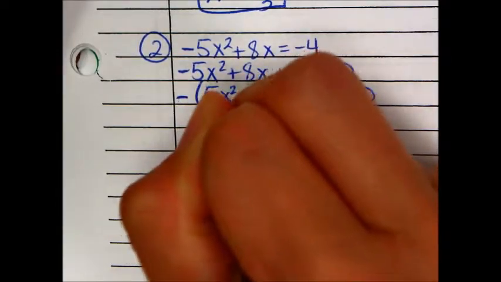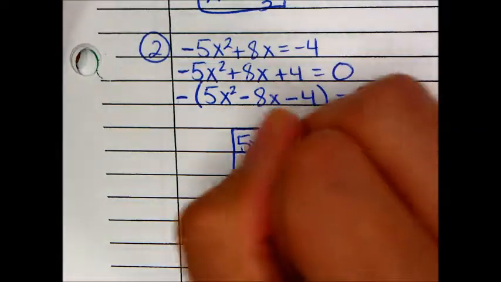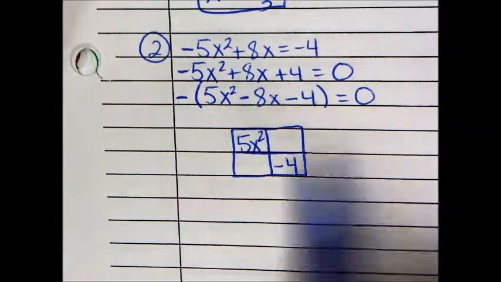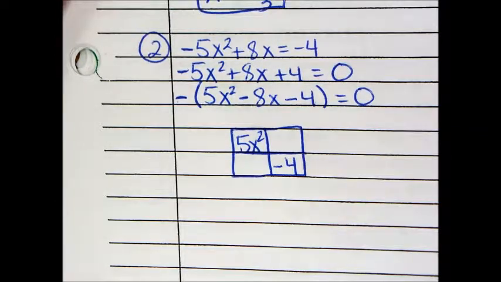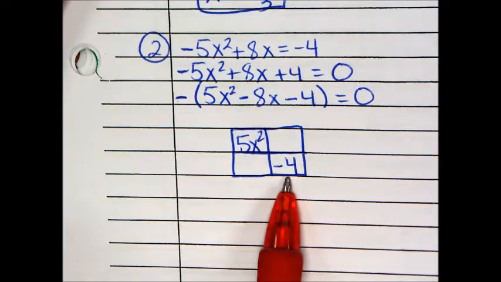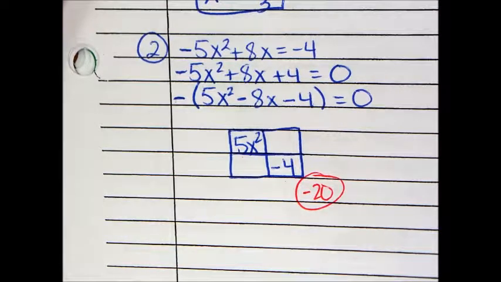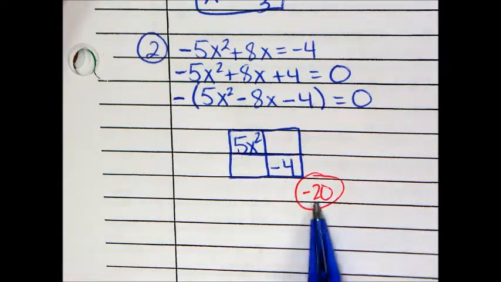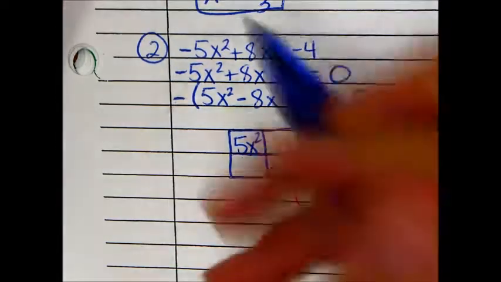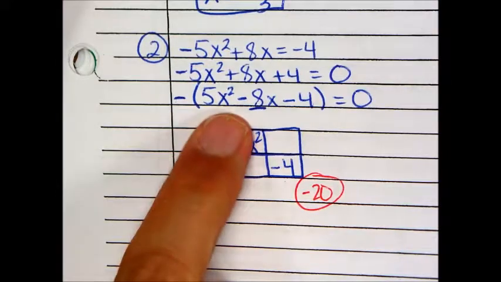5x squared goes in the top left. Negative 4 goes in the bottom right. And if there's a number in front of x squared, you've got to get used to doing a times c, which is negative 20. That's your new target number. I need numbers that will multiply to negative 20 and add to negative 8.